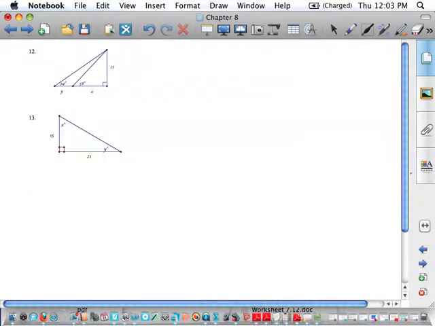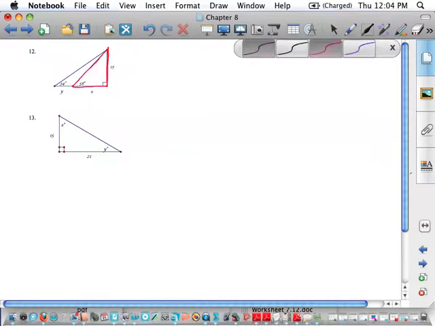Moving on to number 12. Now, number 12 is a little more challenging. We have to look at two different triangles. We're going to start looking at this first triangle right here, and we're going to find the value of x.